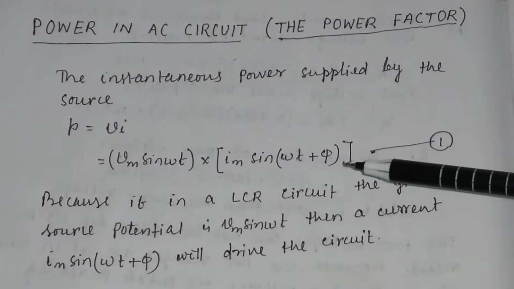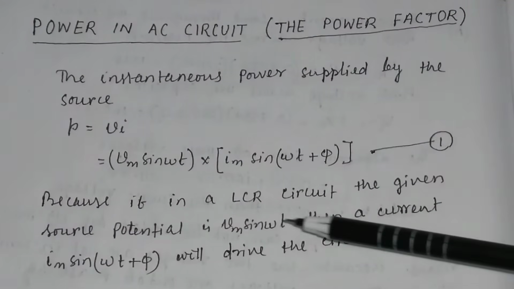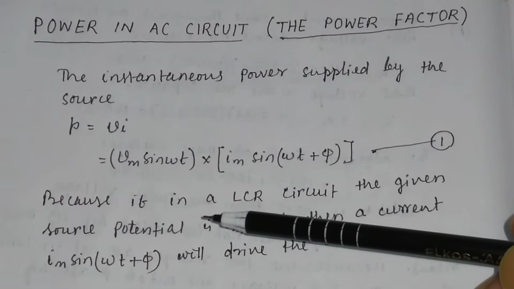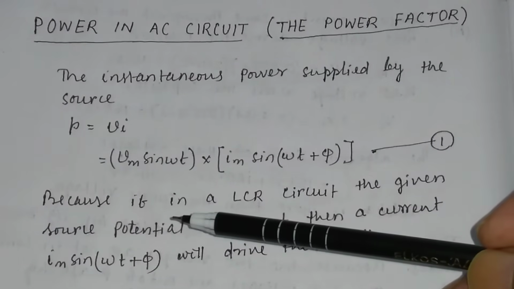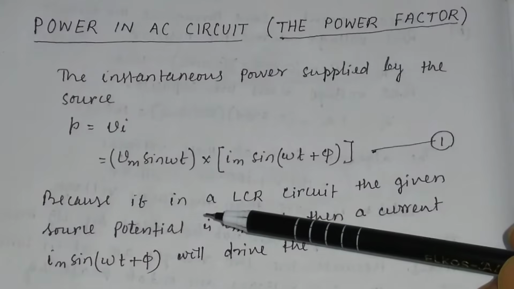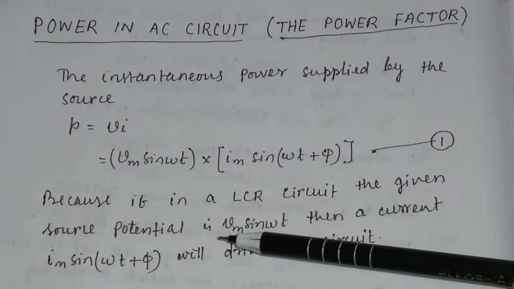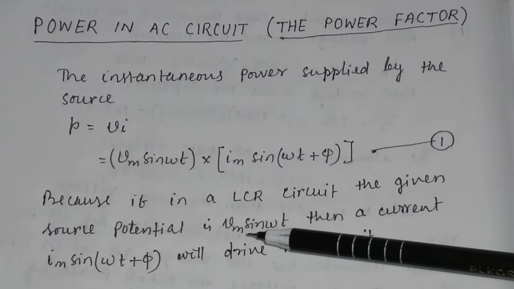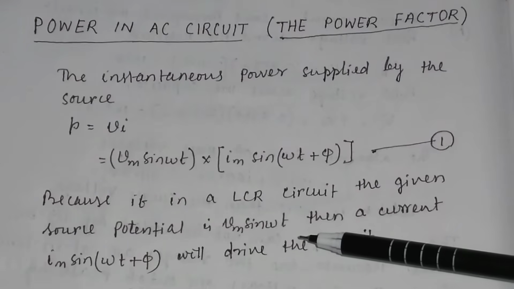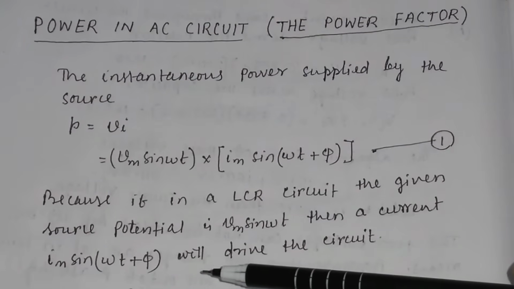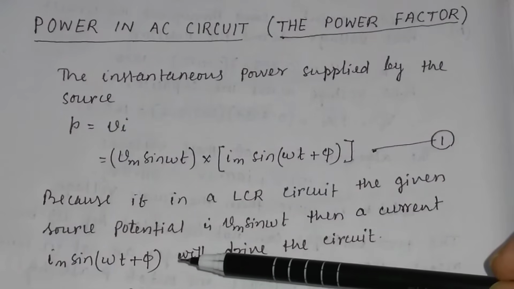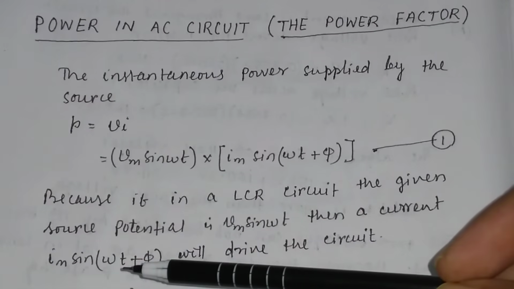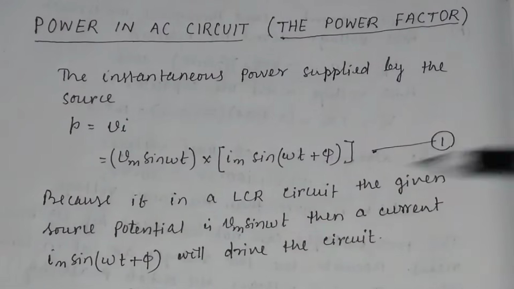sin omega t plus phi, because here we are considering the LCR circuit, and in an LCR circuit, if the given source potential is Vm sin omega t, then the current in the circuit will be equal to Im sin omega t plus phi.